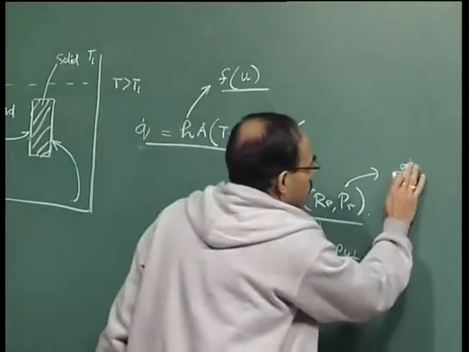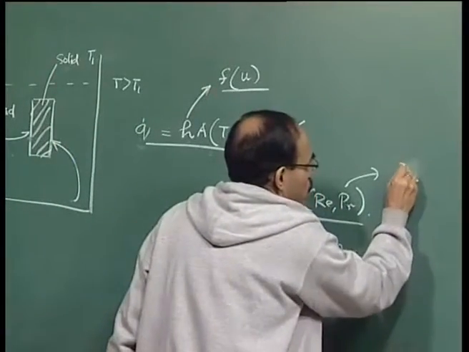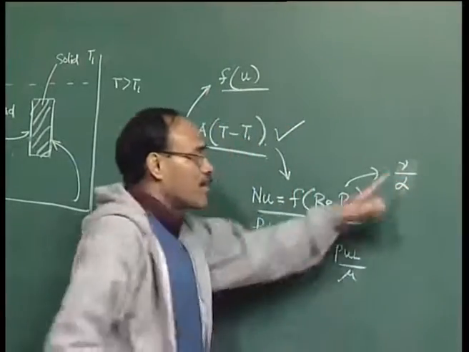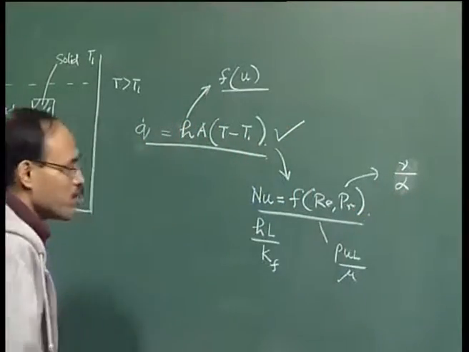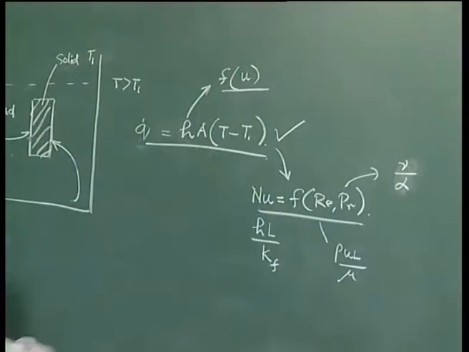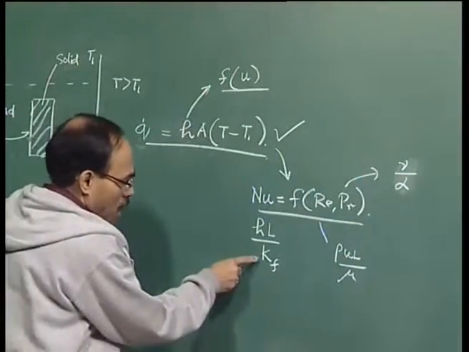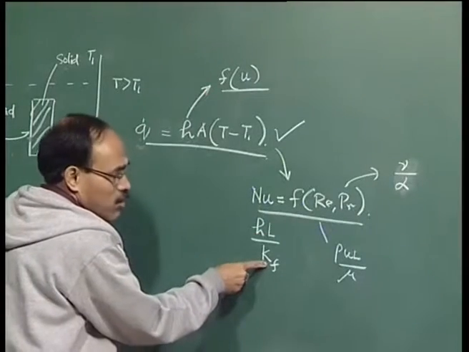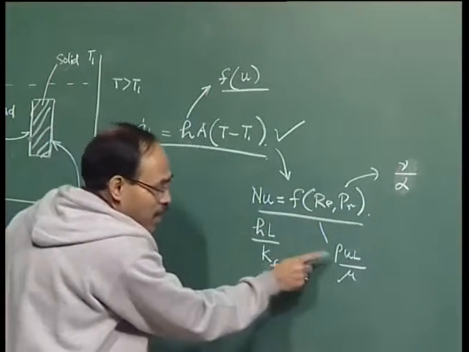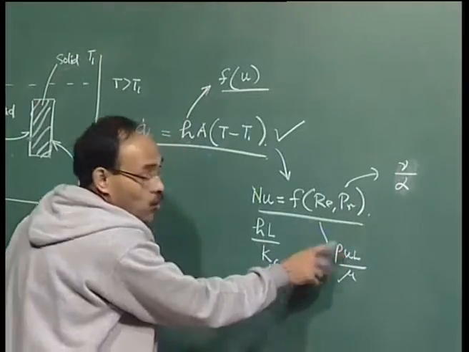So, it is actually, I have written it the reverse way. So, this is kinematic viscosity by thermal diffusivity, which I have just now introduced. This will be known to us because these are properties of the fluid. These terms, characteristic length and thermal conductivity of the fluid, are also known to us. So, the only uncertain parameter here is u, which is not known to us.